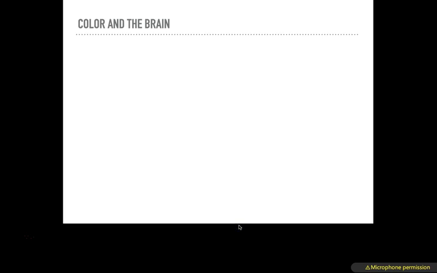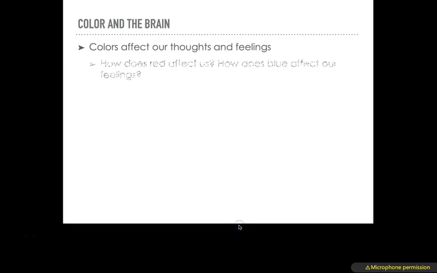Let's talk some more about color and the brain. Colors can affect our thoughts and feelings. For example, how does red affect us? Is it a color of anger or a color of confidence? Or, in some cultures, a color of good luck? How about blue? When you say, "I feel blue," you're saying that you're sad.